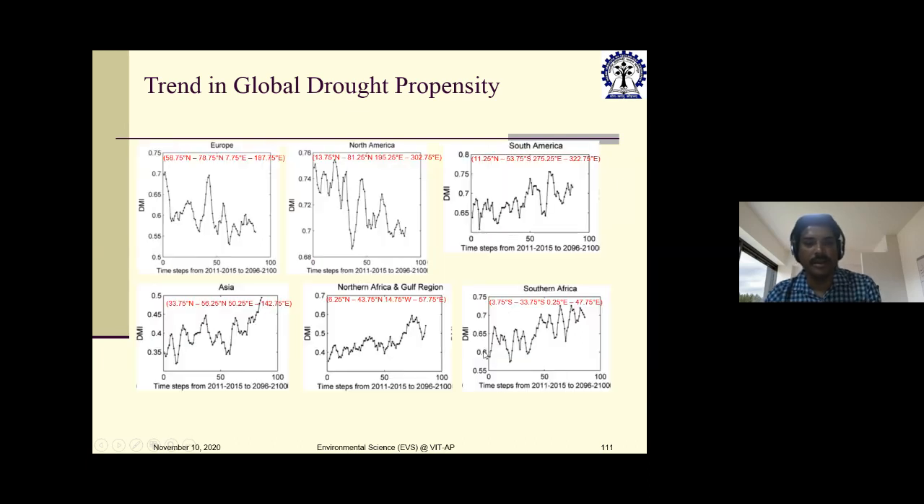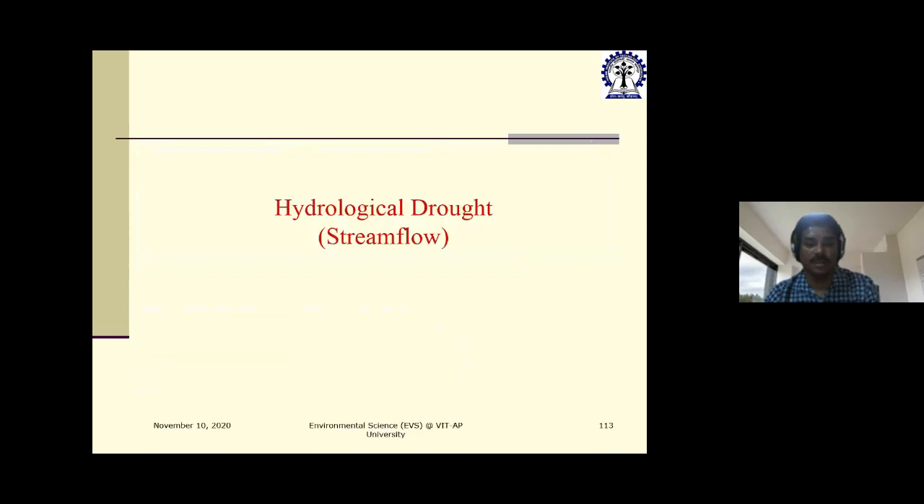Okay, fine. So that's all about the agricultural drought and the hydrological drought. Here again, as I told you, the hydrological drought can be with respect to stream flow, with respect to groundwater, with respect to reservoir storage. Here we are talking about the stream flow only.